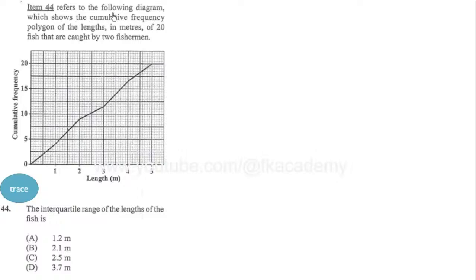Item 44 refers to the following diagram, which shows the cumulative frequency polygon of the lengths in meters of 20 fish that are caught by 2 fishermen. The interquartile range of the length of the fish is. So interquartile range is the third quarter minus the first quarter, not the second quarter. So minus the first quarter.